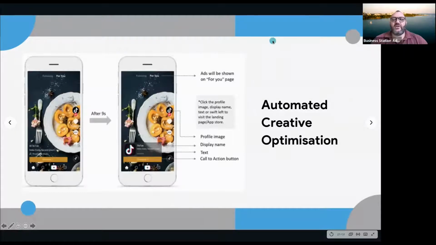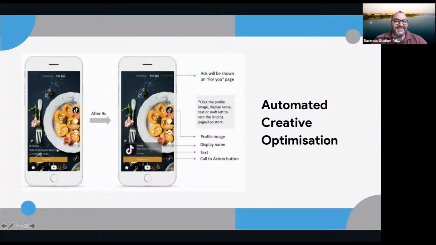Now, they do have a thing called automated creative optimization. So when you go and load something in, it'll look like on the left. So it looks like regular TikTok content. And then after 9 seconds, it highlights right here. You can see where the part that I'm squiggling over, it highlights the call to action. So it goes from sort of fading into it and having a call to action button, which is always there. But as soon as that 9 seconds passes, it then becomes really obvious this is a call to action, and it makes it much, much more noticeable.